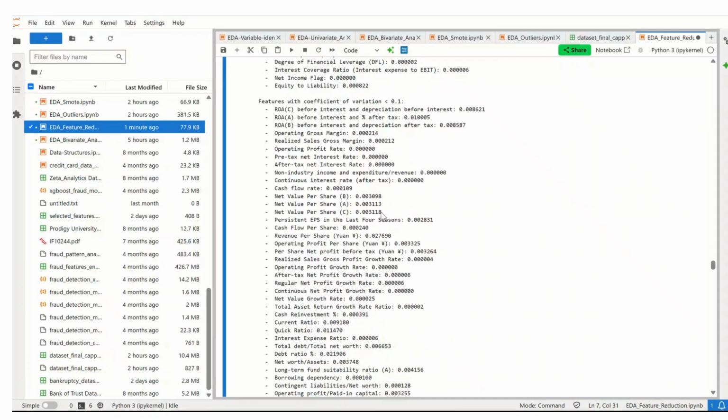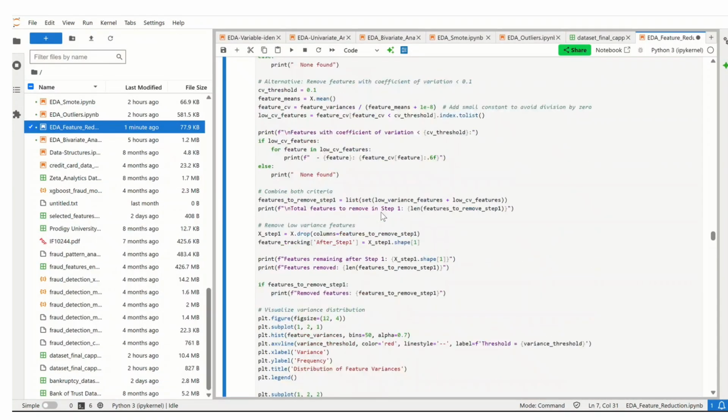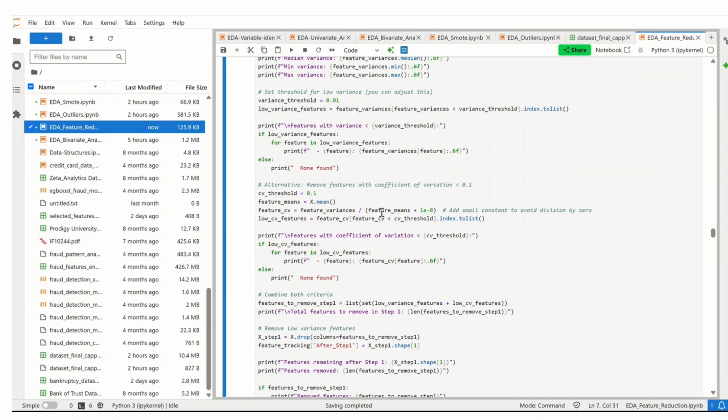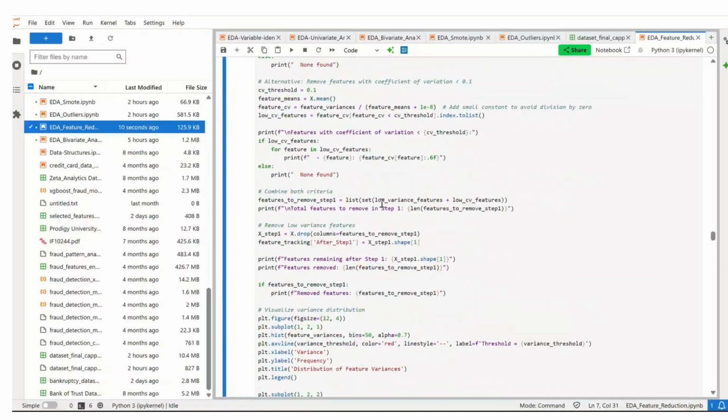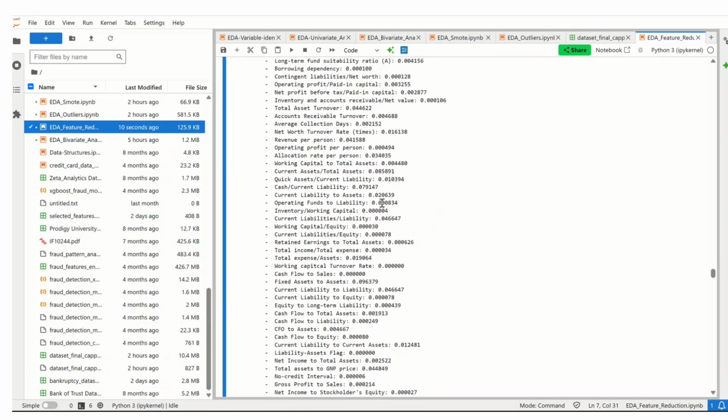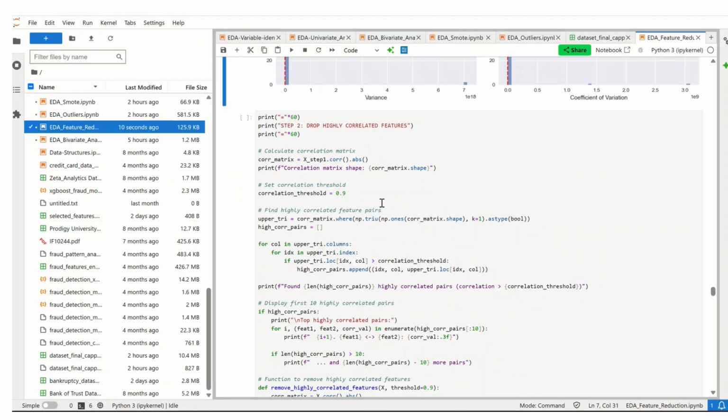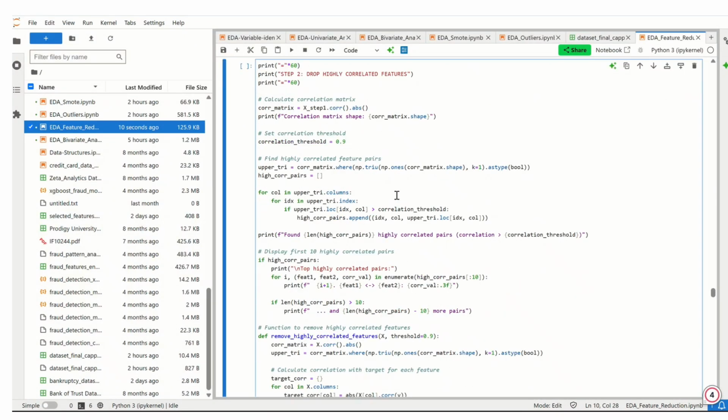Now in step 1 we looked into the variances of all the features. I think we pretty much removed most of the features. So the features remaining right now should be the features we are good with. Now we'll continue our analysis further. In step 2 we drop highly correlated features. For that we first need to find the correlation matrix, and then we have a threshold of 0.9.